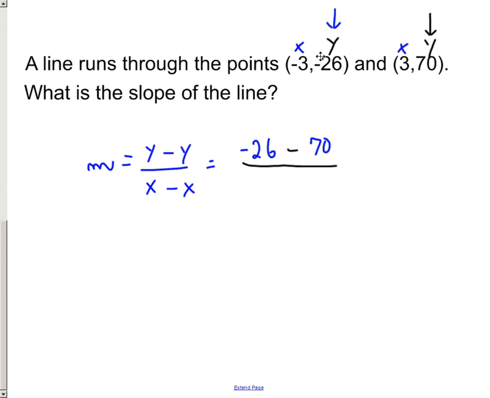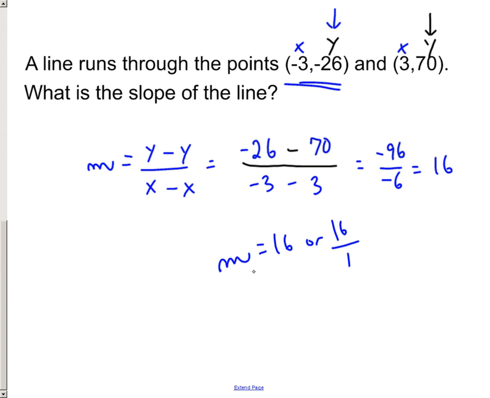Come back through and let's grab our x values. Again, this is very important or else you'll mess up your slope. Since I started with this -26 on this point right here, I have to come back and grab its x value first. I have to do that or else it messes up the whole equation. And that's a +3 there. So let's go through and do this. That'll be -96 over -6. Well, that's going to make it a +16. So my slope is +16, or you could also refer to it as 16/1, although this is what most people want.